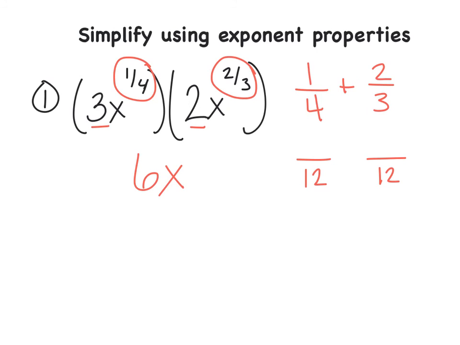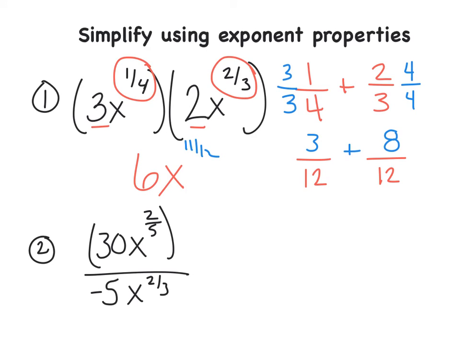So my goal, and you should be doing the same thing, is to rewrite this with a denominator of 12. That means this gets multiplied by 3 over 3, and this gets multiplied by 4 over 4. So that would get me 3/12 plus 8/12. I would say that's a total of 11/12. So this is 6x to the 11/12.